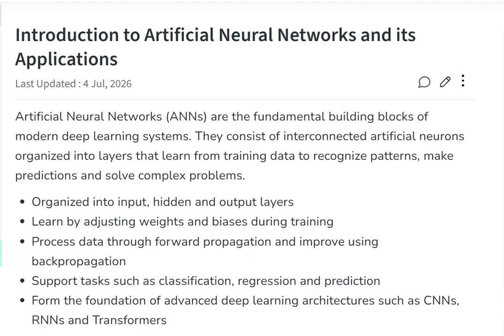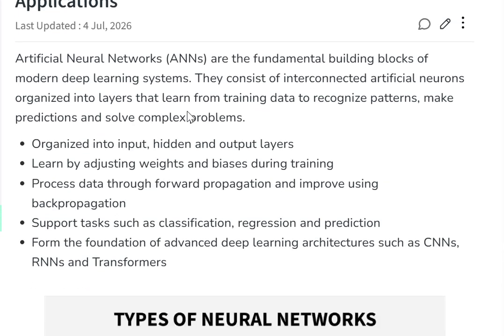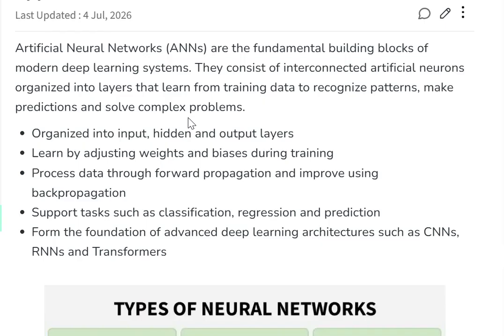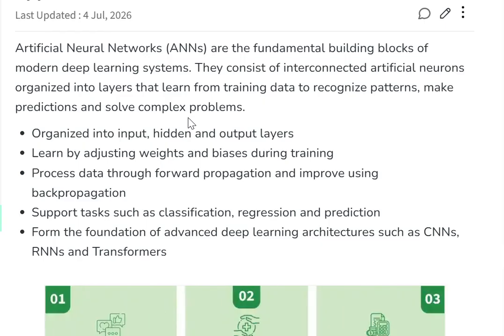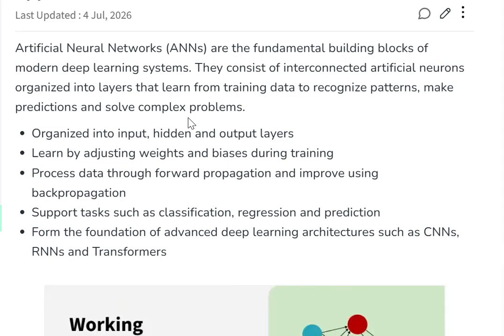They consist of interconnected artificial neurons organized into layers, and they learn from training data to recognize patterns, make predictions, and solve complex problems. So an ANN is like data going from one node to another node.